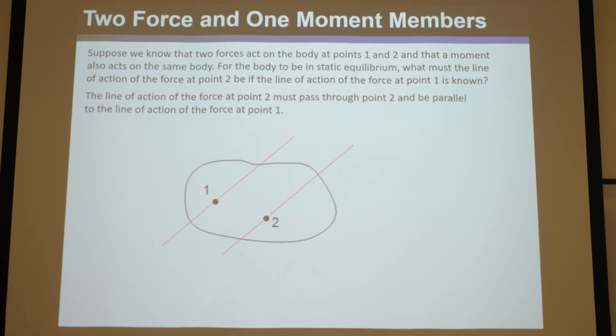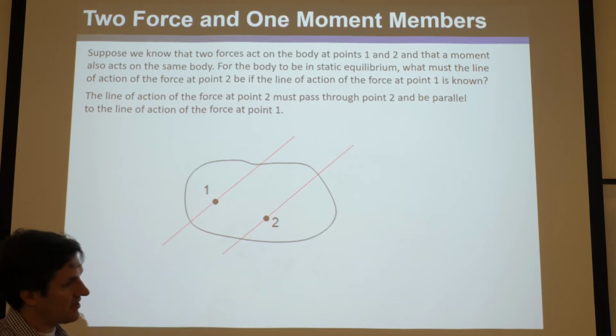So if you have 2 forces and a moment acting on something, and I give you the 2 points, and I give you the sense of one, or the line of action of one, you know the line of action of the other one has to be parallel to it.